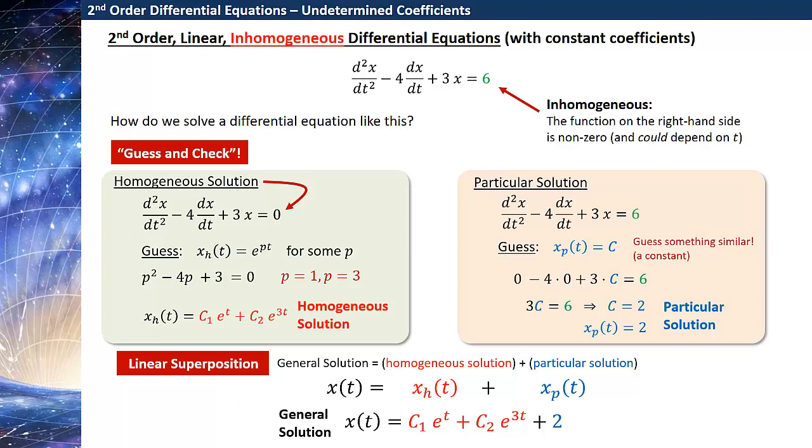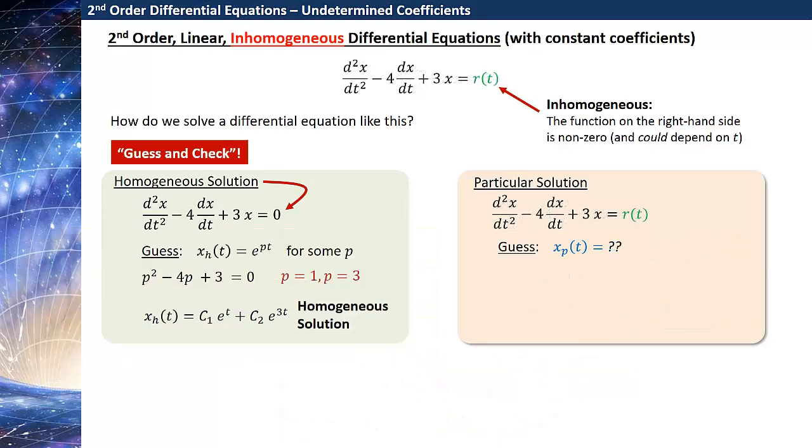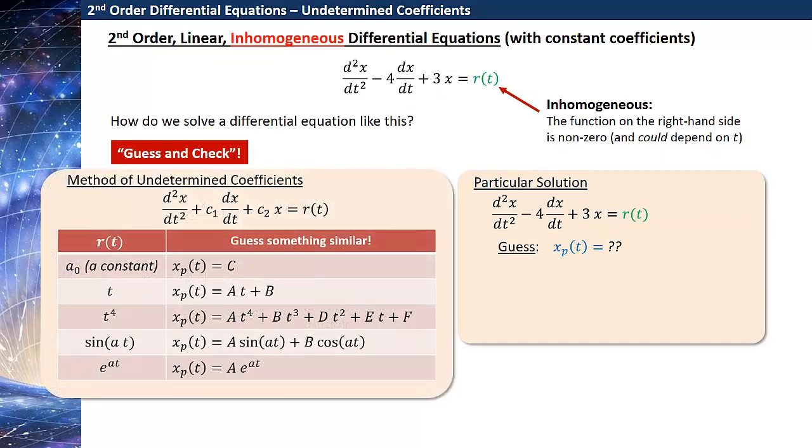So now let's consider what might happen if we had a more generic term on the right-hand side. So instead of 6, let me say that the term on the right-hand side is r of t, for some function r of t. What are we supposed to guess to solve this particular solution for the differential equation? Well, r of t as a function can take the general sets of forms. And so let's just list a couple of what this function on the right-hand side might look like, and therefore what the guess would be. So we've already seen that if r of t is some constant, then we would guess also a constant. So that's the top line of this table.